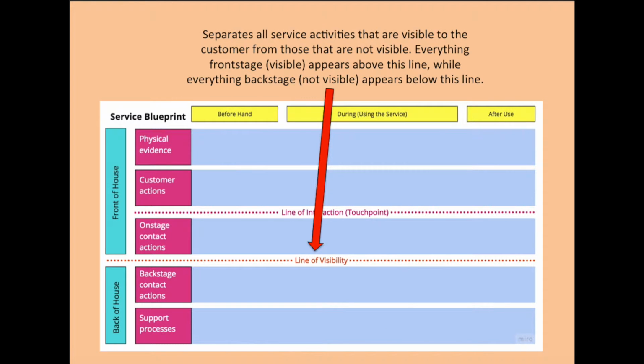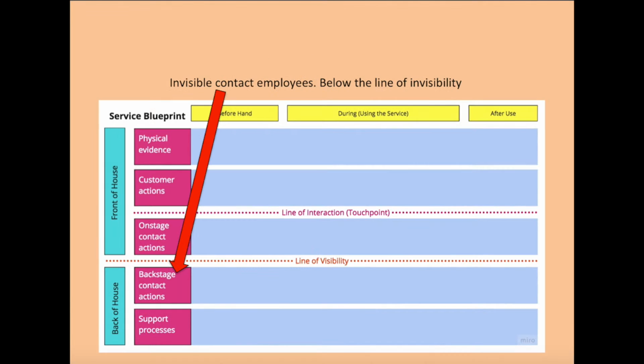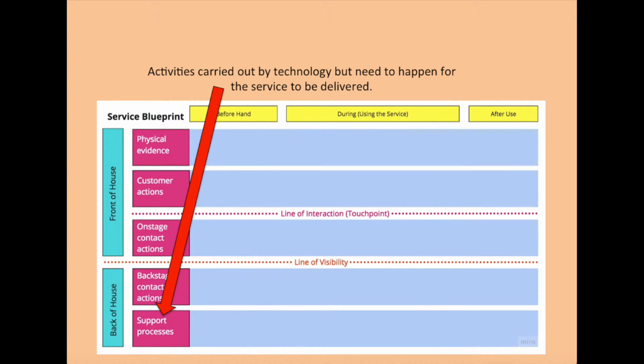Line of invisibility separates all service activities that are visible to the customer from those that are not visible to the customer. Everything front stage appears above the line and everything backstage appears below the line. Backstage contacts are employee interactions or steps that are invisible to the guest. Support processes are activities carried out by technology but need to happen for the service to be delivered.